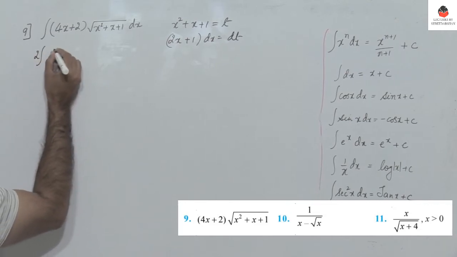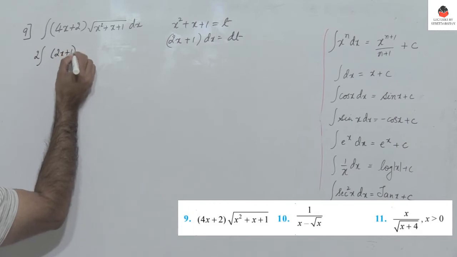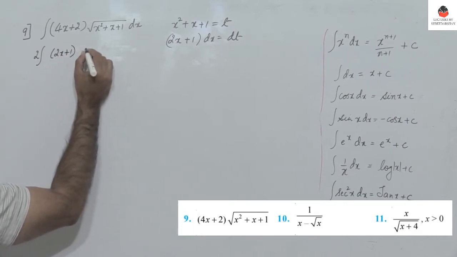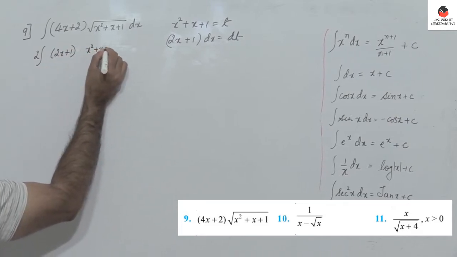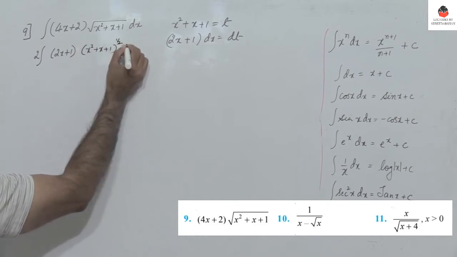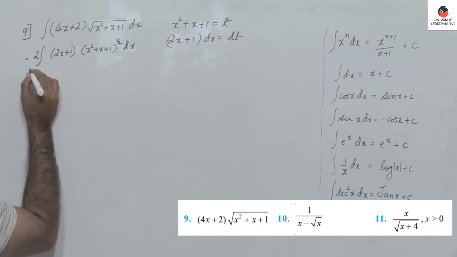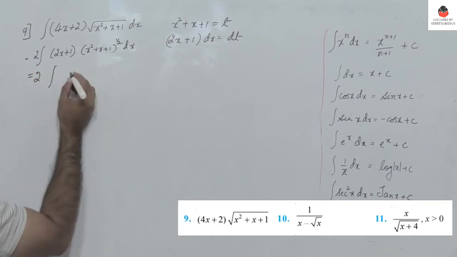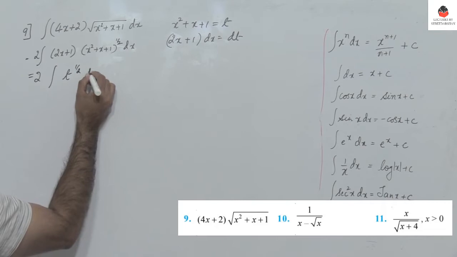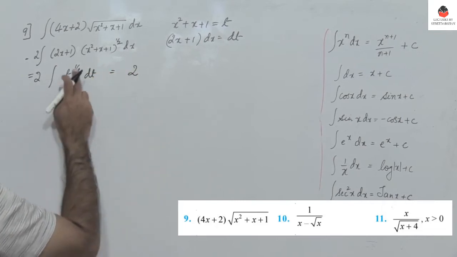So if I take 2 common, I get 2x plus 1 into (x square plus x plus 1) whole power half dx. So 2x plus 1 dx is dt. So this is nothing but 2 into t power half dt. So this is 2 into t power half.